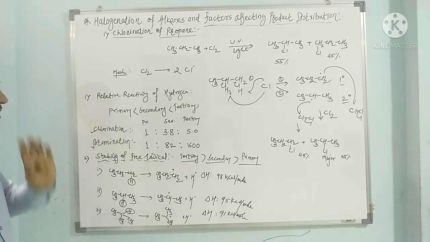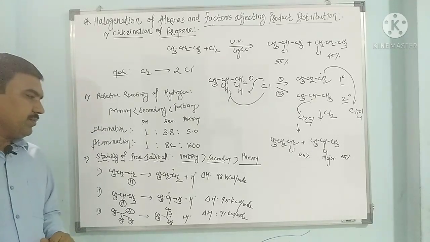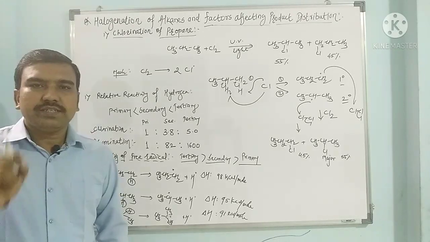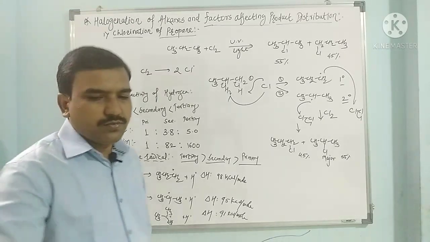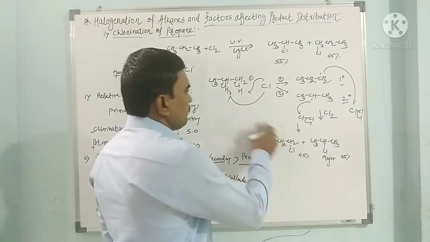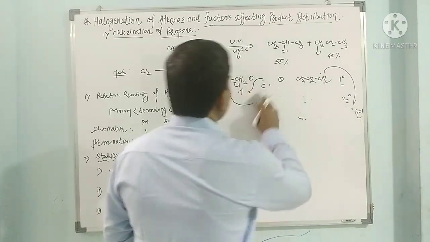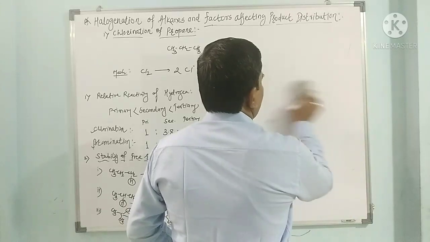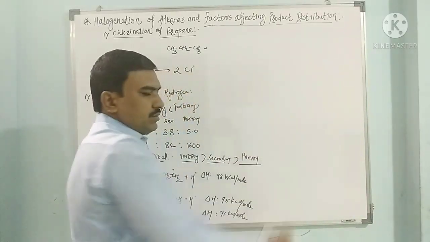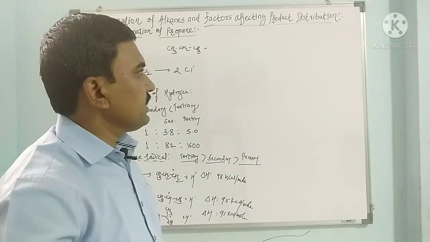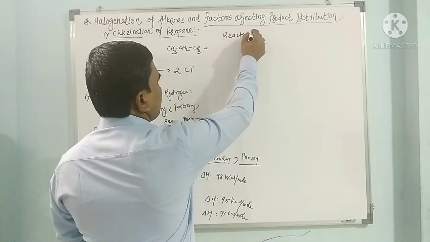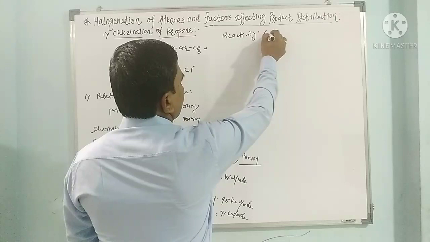First we have seen relative reactivity, second we have seen stability of free radical, next we have to see something very important, that is reactivity and selectivity of halogens. So if you see reactivity and selectivity, it is a very important part in the halogenation reaction. We have seen in the beginning reactivity and selectivity.